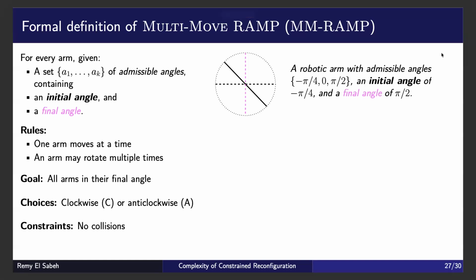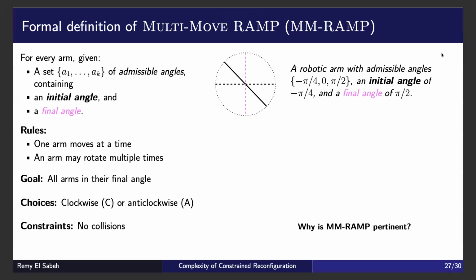So this is fairly easy to go over because it's not much different from what we've already seen. The difference is now we have a set of admissible angles, which we can rotate back and forth in. And the final angle doesn't have to be vertical anymore. So you have an initial angle, and then you can move back and forth between any of your admissible angles. The goal is to make every arm get to its final angle. And the constraint is still that we want to avoid collisions.